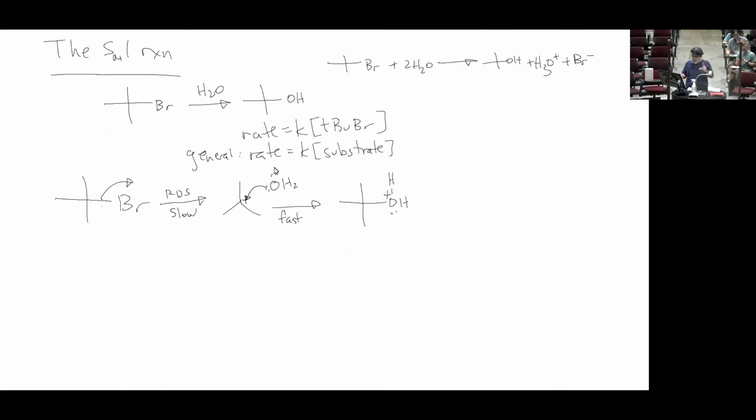And that's, again, a good reminder, when you're drawing mechanisms, you need to look repeatedly back at what you're given and make sure that the species that you draw in your mechanisms make sense based on what you're given. So that's how I knew to put a water molecule here and not OH minus. Make sense?